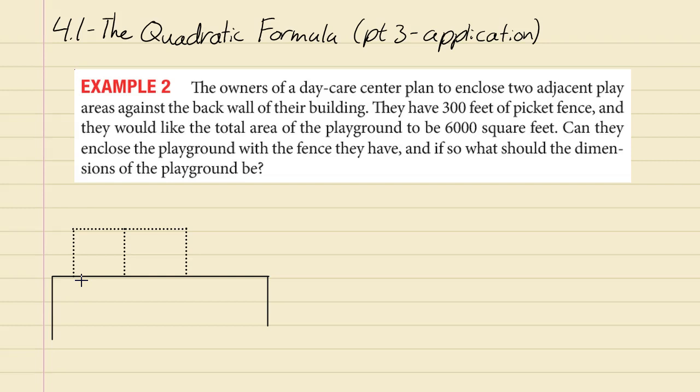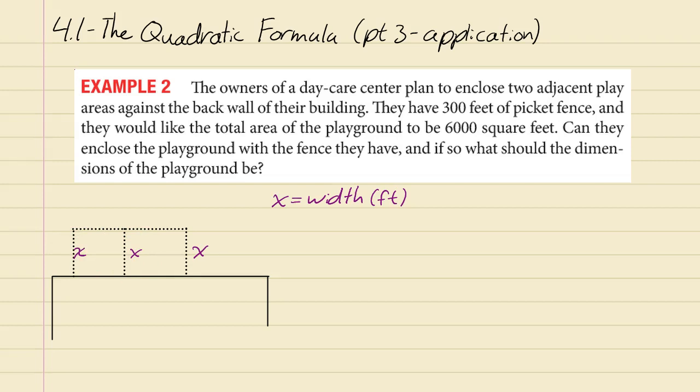So let's see if we can make variables for the things that we don't know. Maybe we could say that x is the width, this dimension. And that should be measured in feet, if everything in the problem is about feet. And if that's x, this is going to be x here as well, because it's going to be a rectangle. That's how rectangles work.